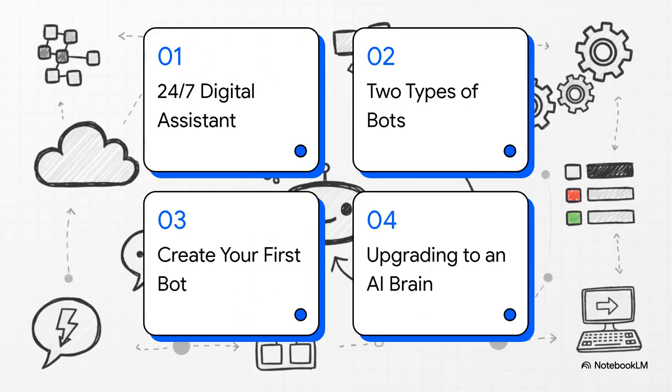Okay, so here's the roadmap for today. First up, we'll get a handle on what a chatbot actually is. Then we'll break down the two main flavors they come in. After that, and this is the fun part, we're going to get hands-on and actually create our own bot from scratch. And to finish things off, we'll talk about how to give that bot a serious upgrade, an AI brain.